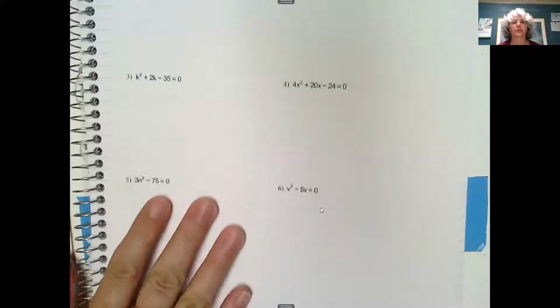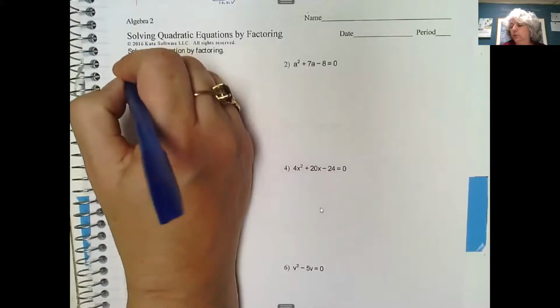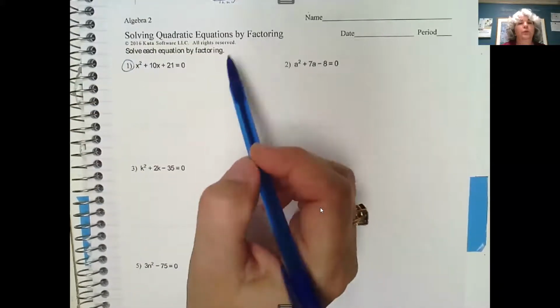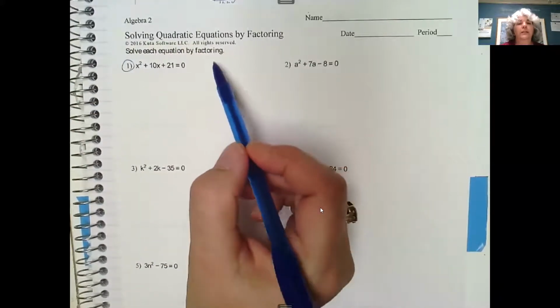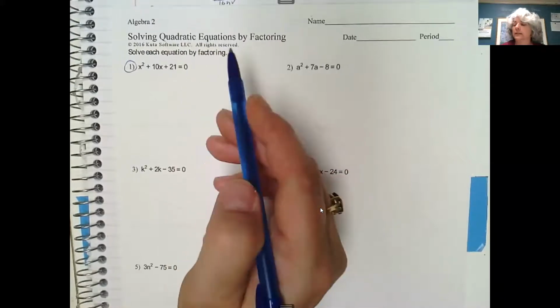All right, so here's the worksheet that you had to do last week, and it is to solve the equations by factoring. So I'm going to go through some of these to help you get started in case you're stuck. Let's go through number 1. So the first step to solve by factoring is to get it equal to 0. This one already is equal to 0. So then the second step is to factor.